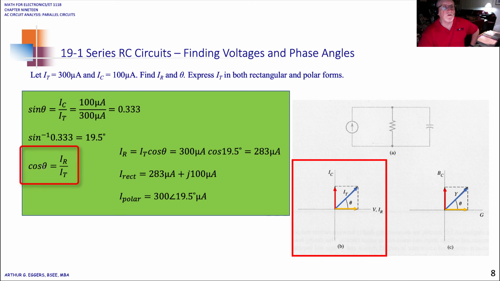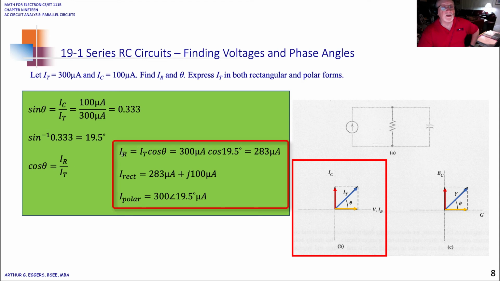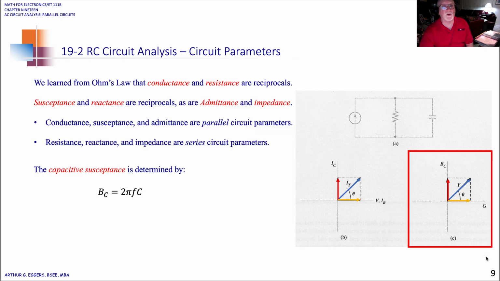Using our form cosine theta, I R over I T, we manipulate it so we can solve for the current across the resistor. We end up with 283 microamps of current. Placing our values in the rectangular form, 283 microamps plus j 100 microamps. Notice we have a plus here, so that's telling us that what we have is a more inductive circuit. Converting that to polar form, we have 300 microamps at an angle of 19.5 degrees.